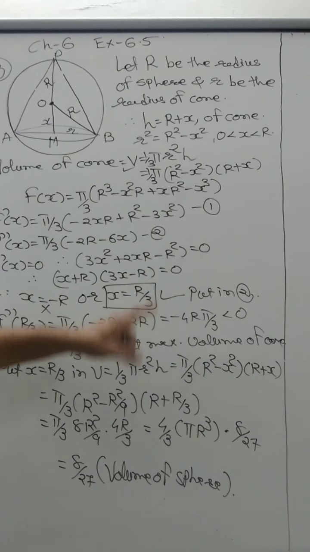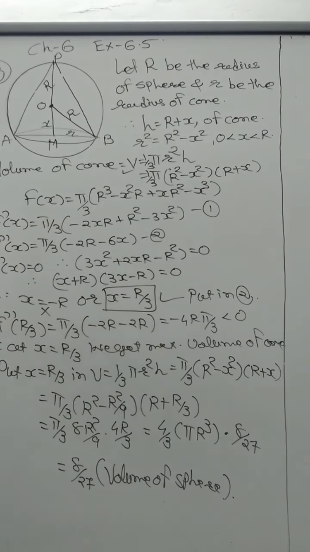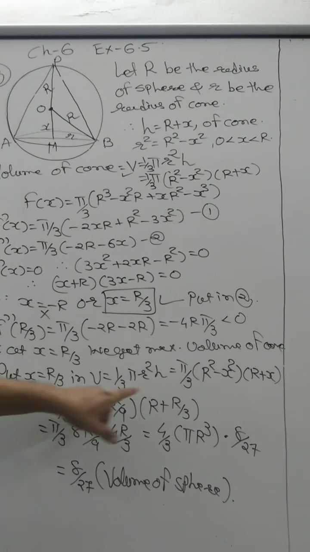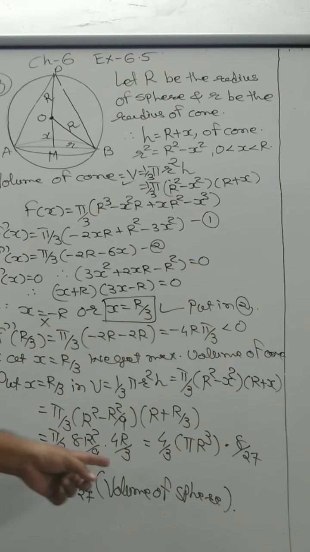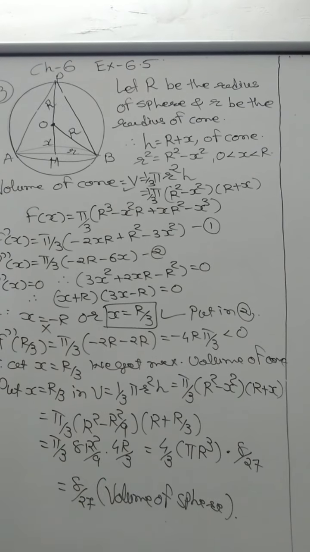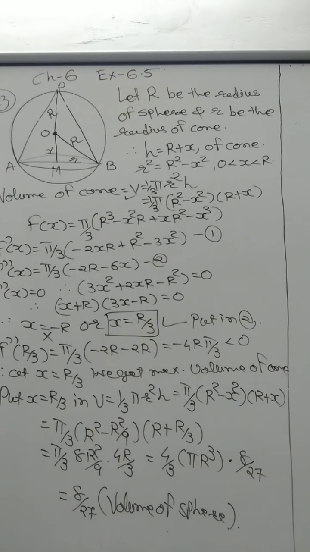Now this r/3 we put in the equation of the volume of the cone and simplify. 8/27 comes outside, and here 4/3 πr³ is there, which is the volume of the sphere. So we can say that 8/27 times the volume of the sphere is equal to the volume of the cone.